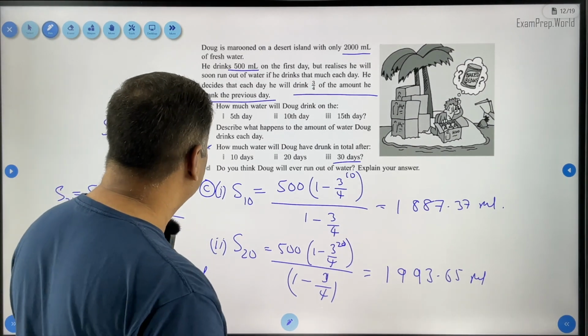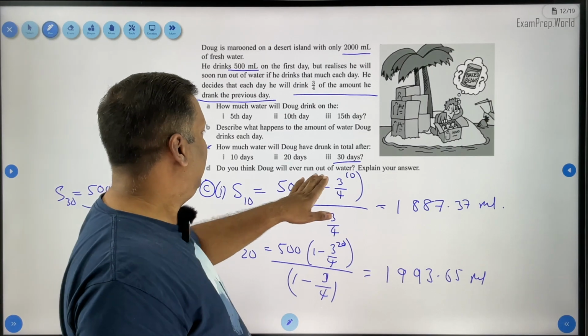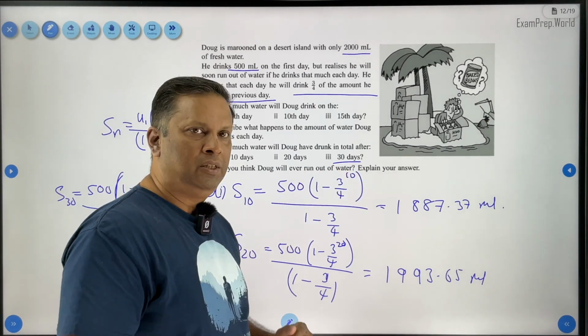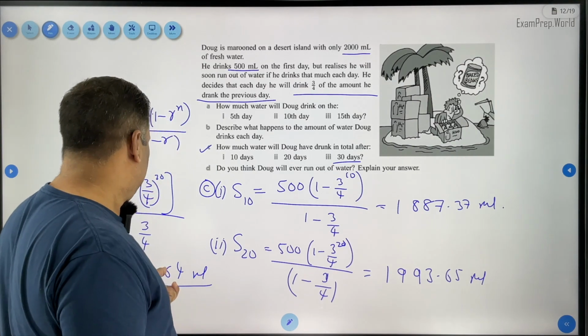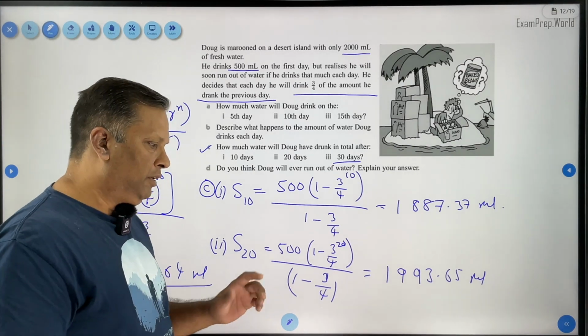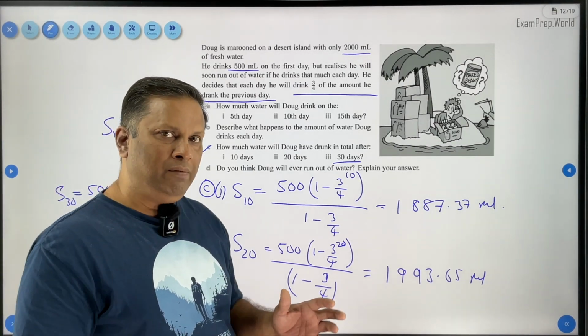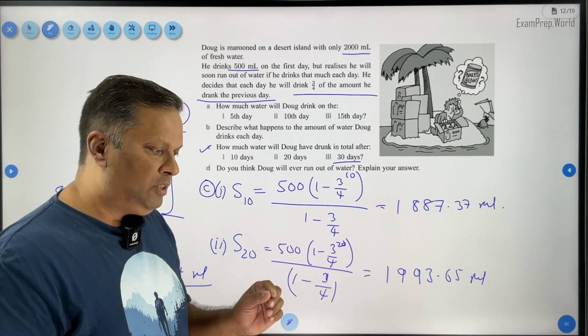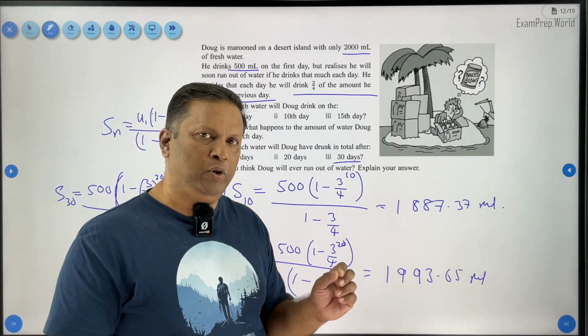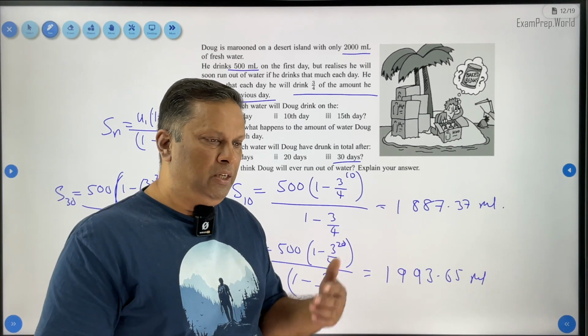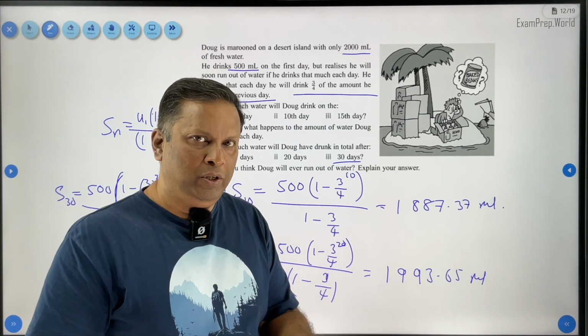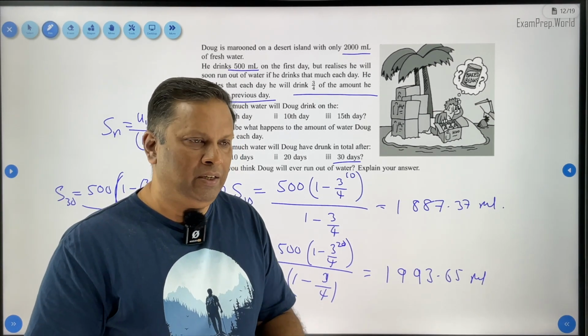Okay. Do you think Doe will ever run out of water? Yes, he is running out of water, because if you see, it will never become 0, but it is always reducing. It will reduce to very small number like 0.00003. You will never run out of water. Some water will be there, but in real sense, can you have 0.005 ml? We can't even see that much.